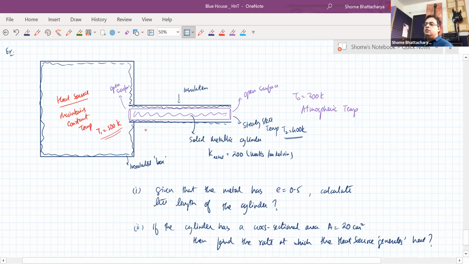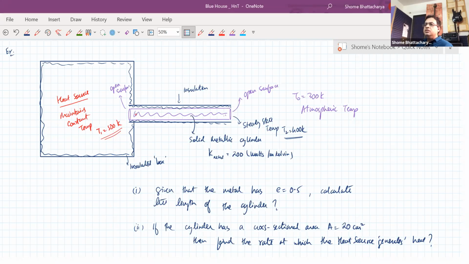Okay. So think a little carefully in this question and tell me what all phenomena of heat transfer are happening in this. Can you tell me how many phenomena of heat transfer you can see that are happening in which the metal cylinder is involved? Sir, conduction and radiation. Yes, very good. There are two phenomena that are happening.